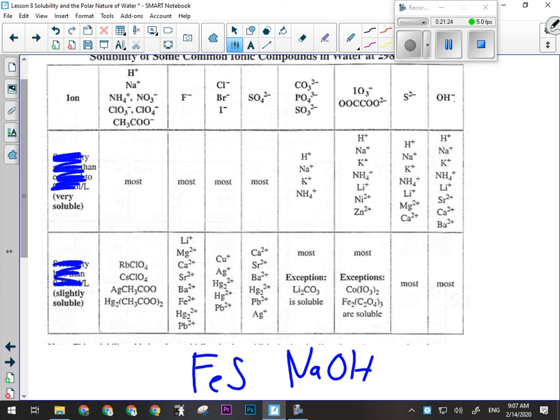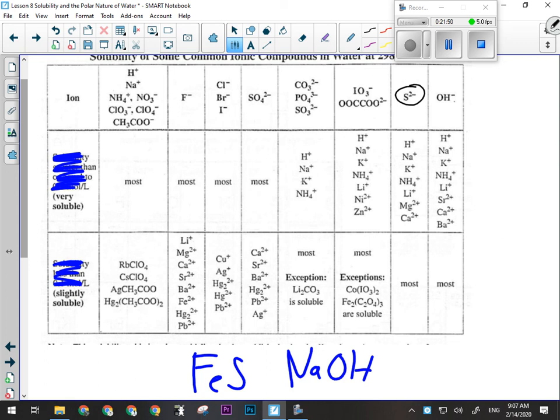Sulfur. Okay, so I go along my top row until I find sulfur. It's right here. Then I look to see where iron, the thing it's attached to, appears. If it appears in the first row, that compound is soluble. Does iron appear in the first row? It doesn't. So if it's not here, then iron must be down here with most.